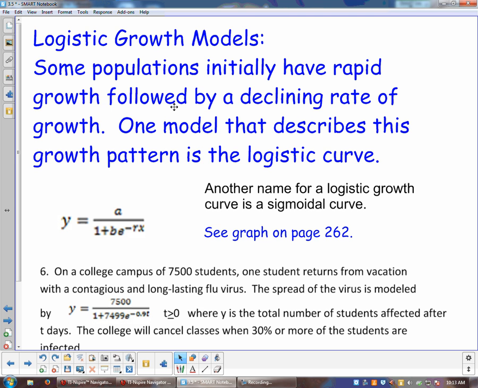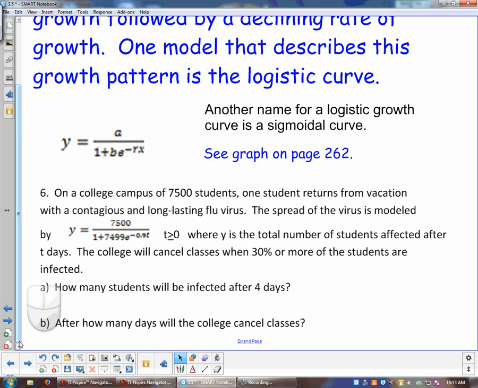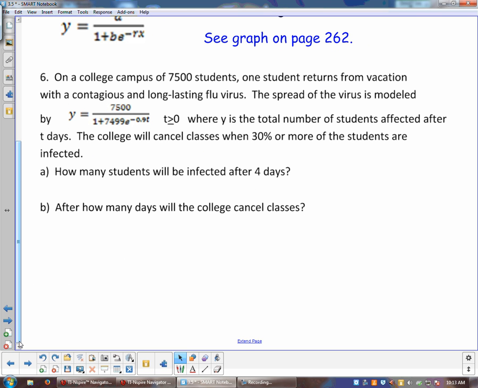So let's take a look at number 6 on the gift. The problem involves one of these logistic curves. It says on a college campus of 7,500 students, one student returns from vacation with a contagious and long-lasting flu virus. Yuck. The spread of the virus is modeled by that equation where t is greater than or equal to 0. y is the total number of students affected after t days. The college will cancel classes when 30% or more of the students are infected. So how many students will be infected after 4 days?